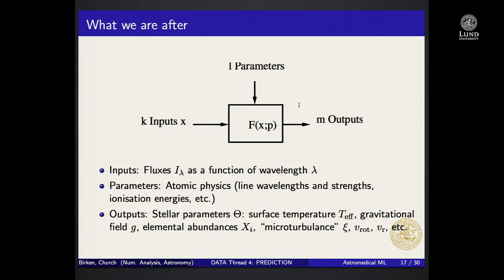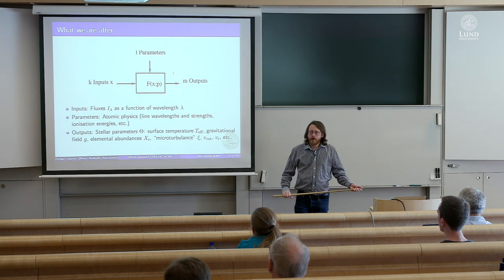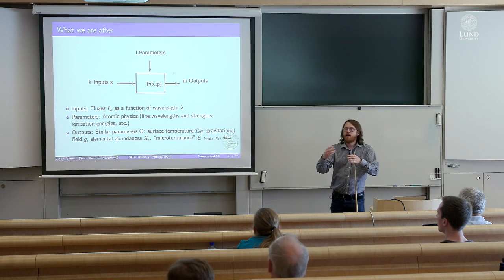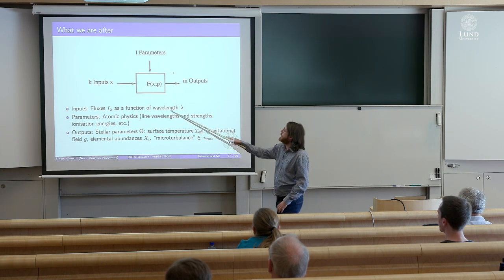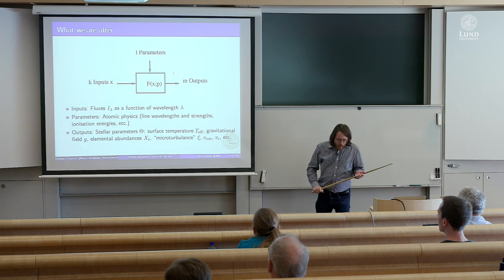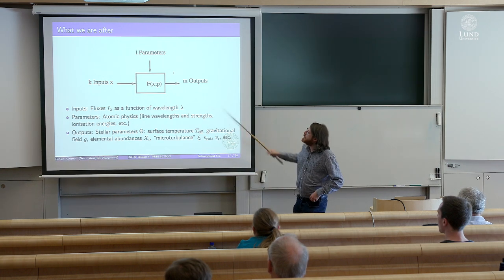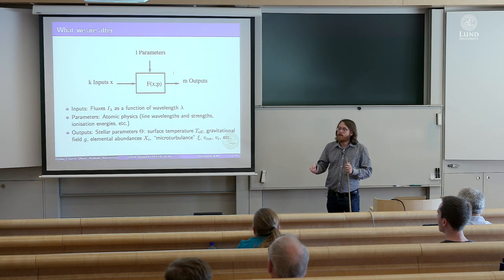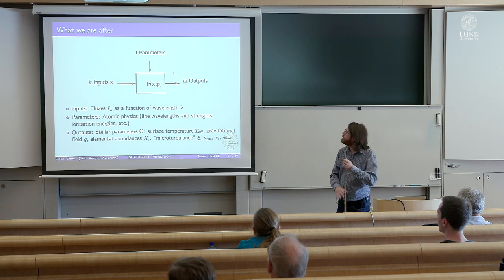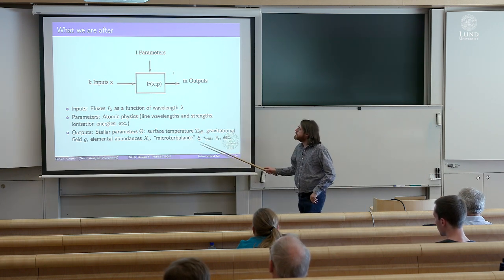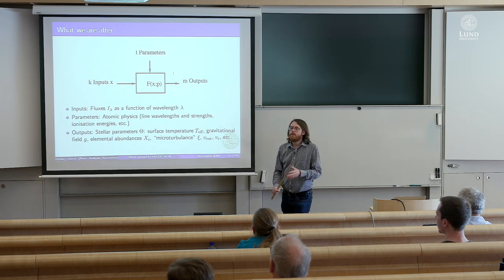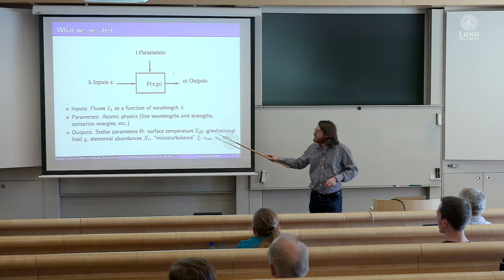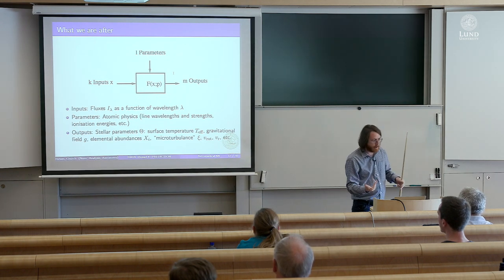So the basic picture then in this modelling diagram is that our inputs are what come out of the spectrograph, and they are the flux, the intensity of light as a function of wavelength, lambda here. Then the parameters of this model are everything we know about the physics that goes into making up the stellar spectrum, which is primarily atomic physics, but also some light diffusion physics and so forth. And our outputs are the parameters of the star. So its surface temperature, its gravitational field strength, the abundances of the different chemical elements in its surface layers, and various other nuisance parameters like the rotation rate and the degree of turbulence in the atmosphere and so forth.